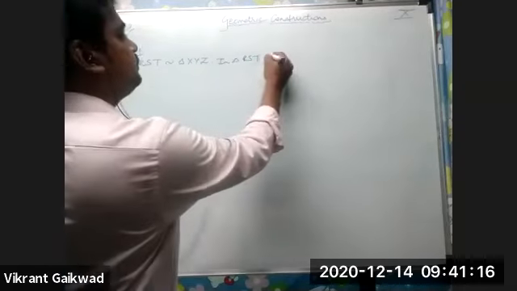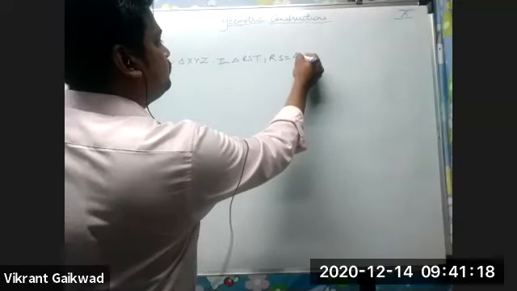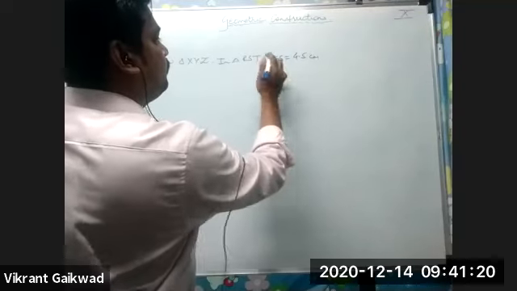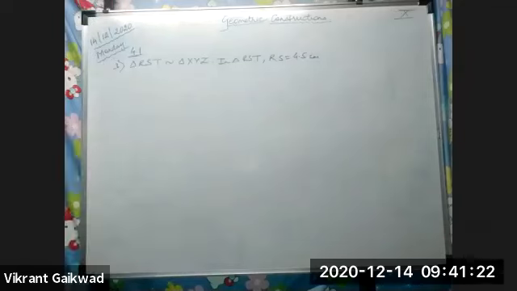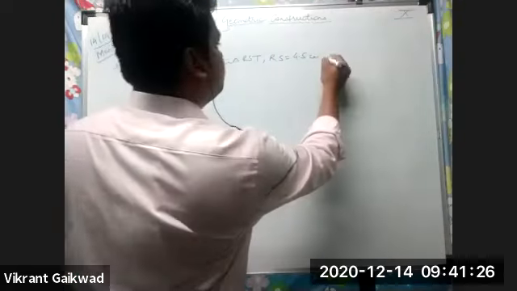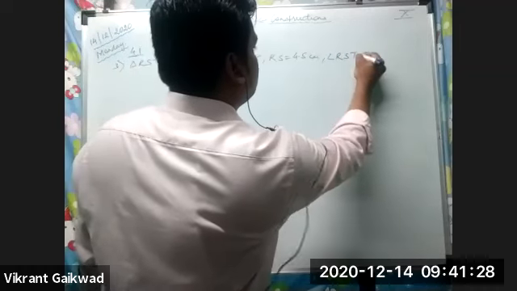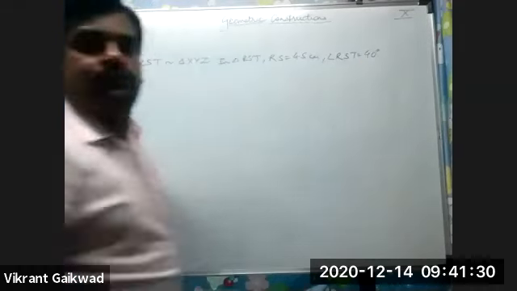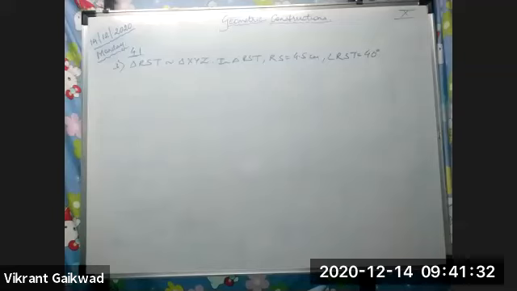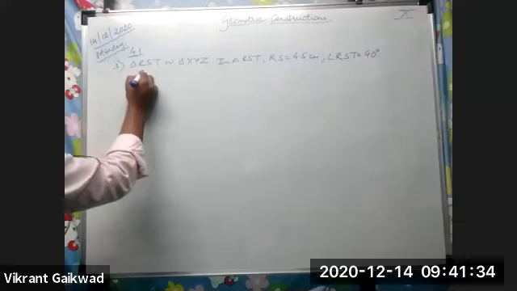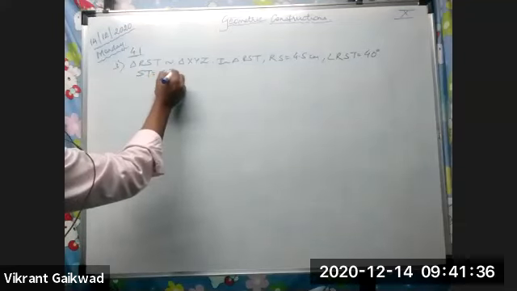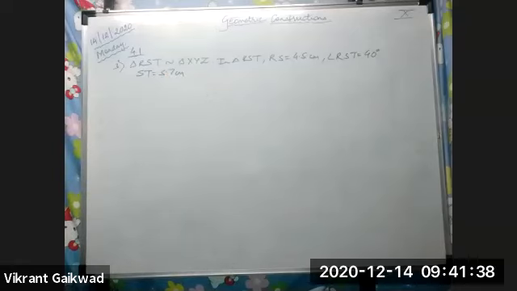RS is 4.5 centimeters, angle RST is 40 degrees, ST is 5.7 centimeters.